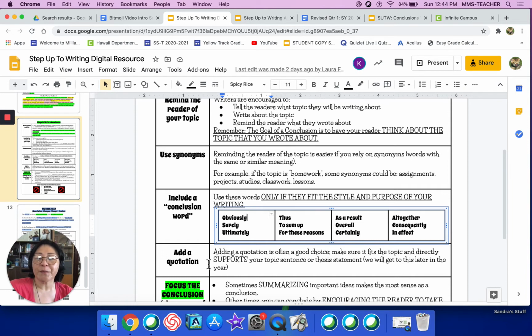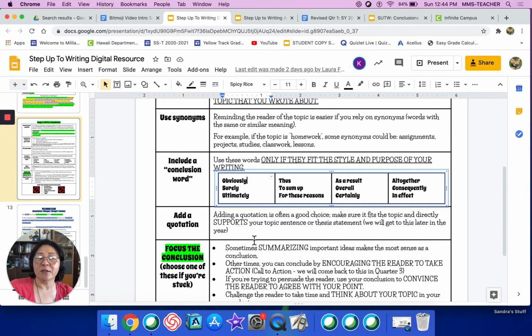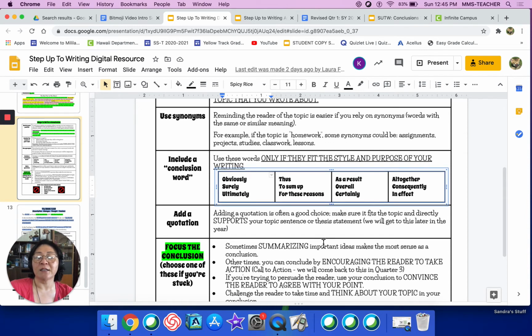Another thing you might want to do in your conclusion is add a quotation. Now, adding a quotation is often a good choice, but you got to make sure that it fits the topic and it directly supports your topic sentence or thesis statement. And we'll get into that a little bit later in the year.